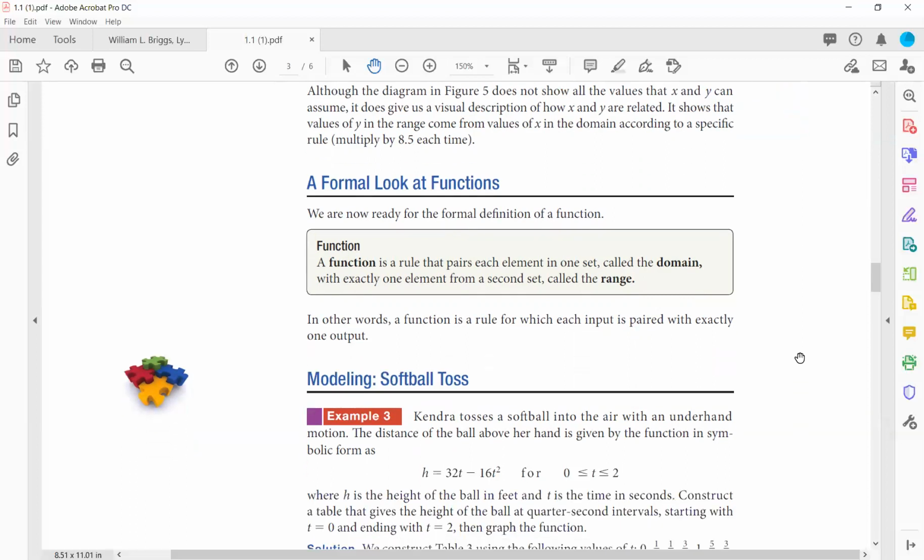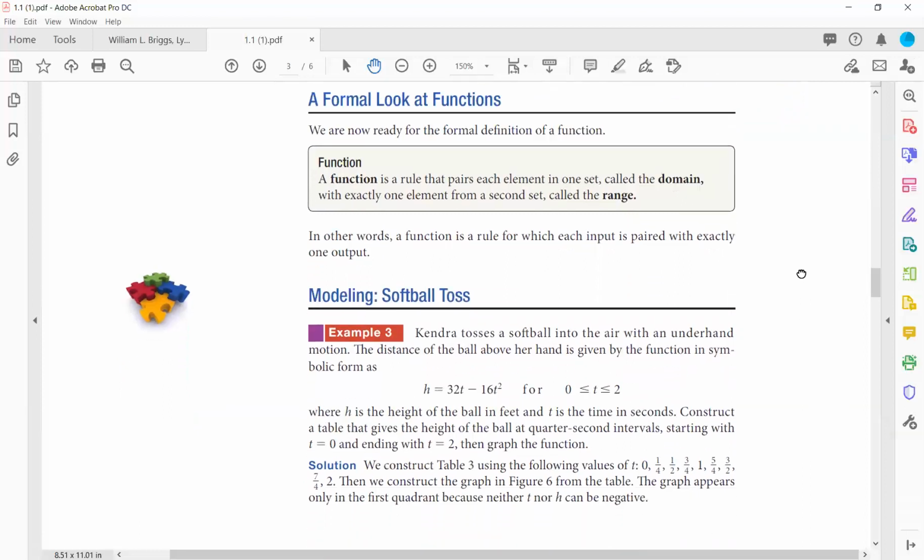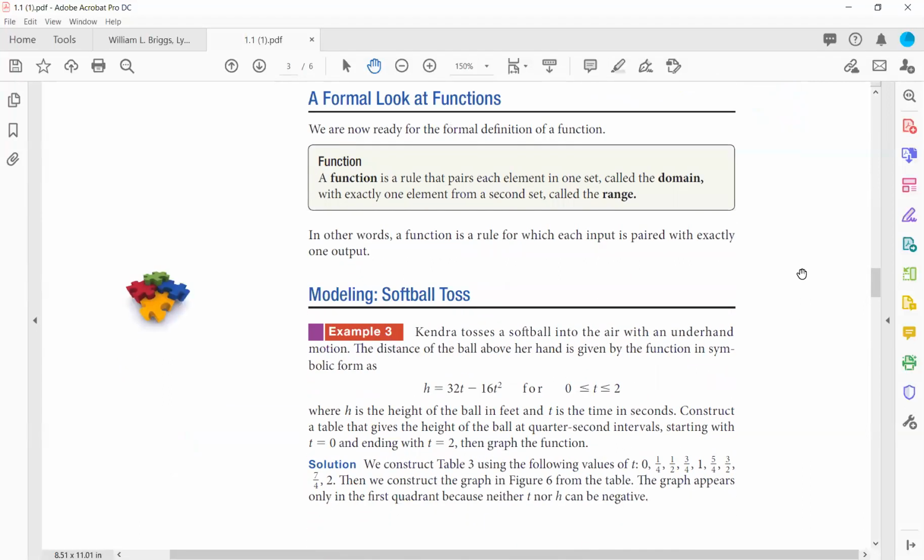Another example. Kendra tosses a softball into the air with an underhand motion. The distance of the ball above her head is given by the following function. h is equal to 32t minus 16t squared.